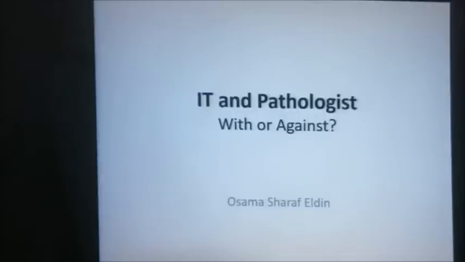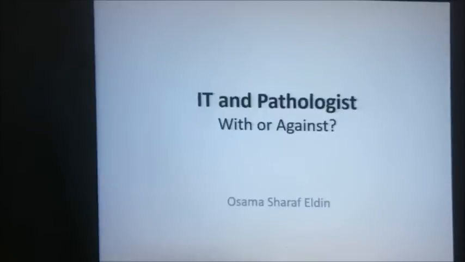Okay, so today we'll talk about information technology and pathologists, and this will include digital pathology, which is the most advanced now in pathology. Actually, this is the new era, so everything now is going to be transformed into digital pathology.